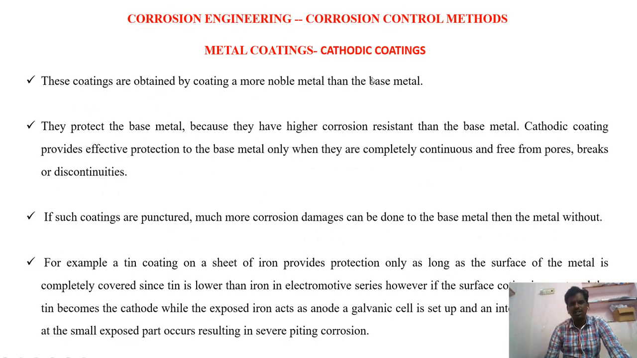So the next one is cathodic coating. Here this type of coating is obtained by using noble metals. Noble metals or inert metals are coated on the surface of the metal which has to be protected. For example, if tin is coated on iron, then tin has more resistance against corrosion, so it won't undergo corrosion. Thereby, the base metal can be protected very easily from the corrosive agents. If any discontinuities, pores or breaks happen, then corrosion will start.